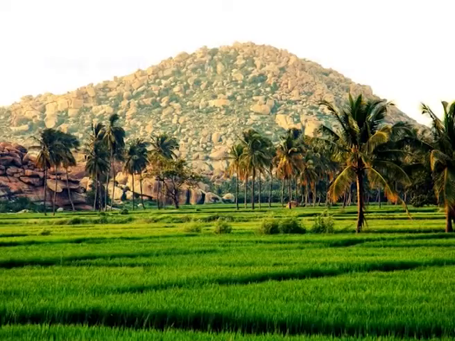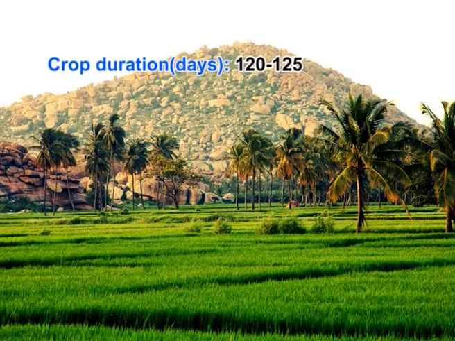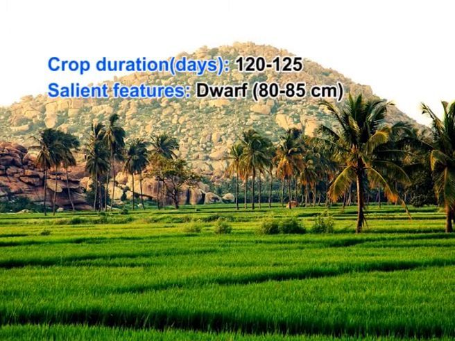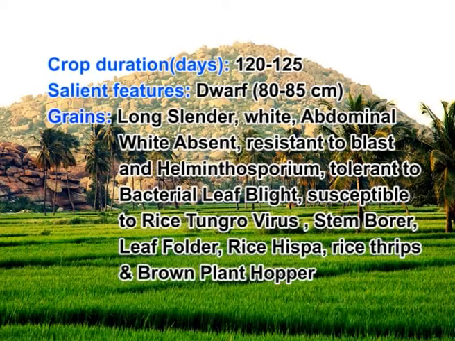Swati, crop duration 120 to 125 days. Salient features, dwarf 80 to 85 centimeters. Grains are long, slender, white, abdominal white is absent. They are resistant to blast, tolerant to helminthosporium and bacterial leaf blight, but susceptible to rice tungro virus, stem borer, leaf folder, rice hispa, rice thrips and brown plant hopper. Yields about 60 quintals per hectare.